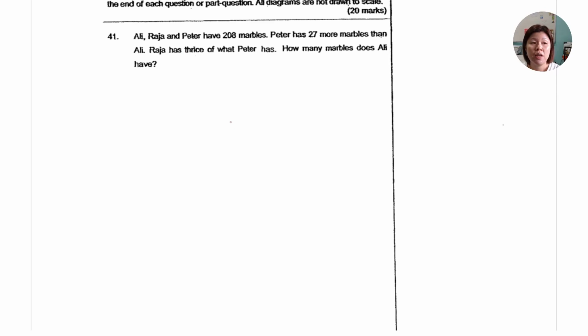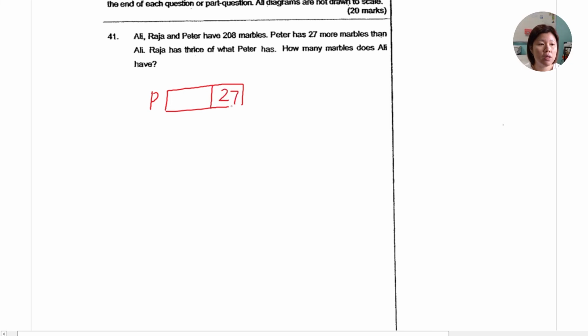Okay, next question. Ali, Raja and Peter have 208 marbles. Peter has 27 more marbles than Ali. So we can start to draw. Peter has 27 more than Ali. And then Raja has twice of what Peter has. So if you realize, Peter here is 1 unit and 27. So Raja is 2 times. So whatever Peter has, Raja has 2 times exactly the same.